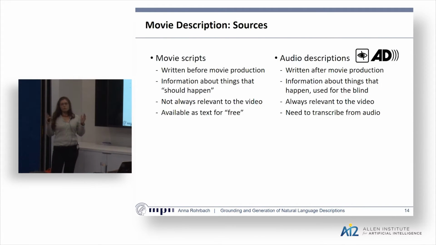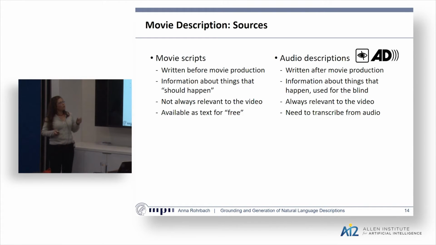So first of all, movies are complex, realistic, for the large part, and professionally made videos. And then we also wanted to have the associated language descriptions for those. So one source of information could be to download movie scripts from the internet, for example. However, those have some limitations. They are actually created before the movie was produced, so they might deviate from the movie itself. They're not always relevant. However, they're available as text, and one can just use them, and they are available for free.